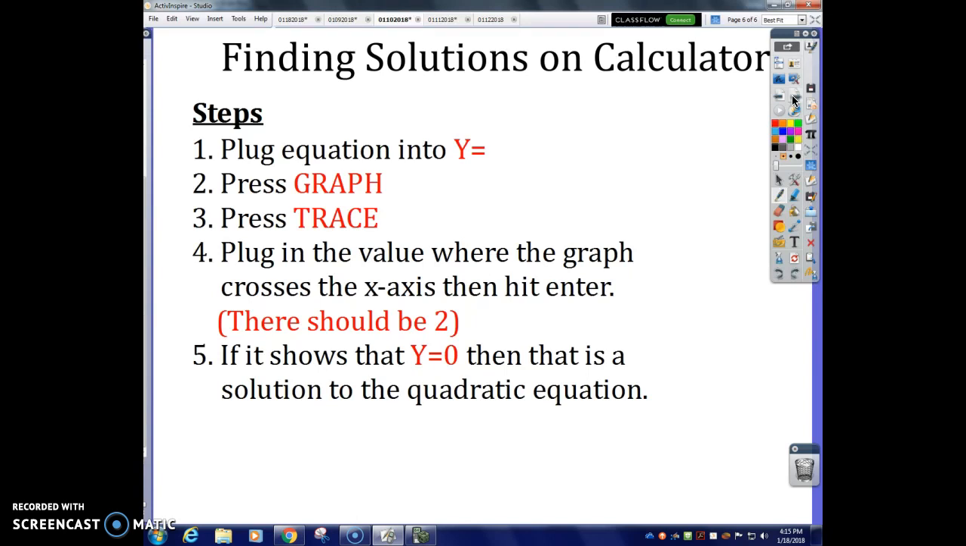There should be 2, but there's not always going to be 2. Sometimes there'll be none, where there are no roots, and sometimes it'll just be 1 when it's the vertex. You just have to see where it crosses, but for the most part there will be 2. So remember, you want it to show that y equals 0, okay? If it shows y equals 0, then that's one of your solutions, all right?